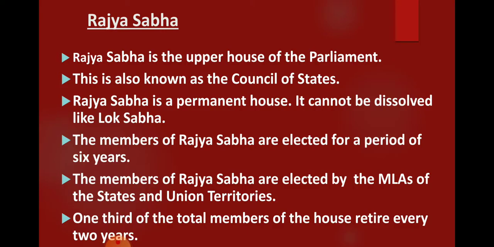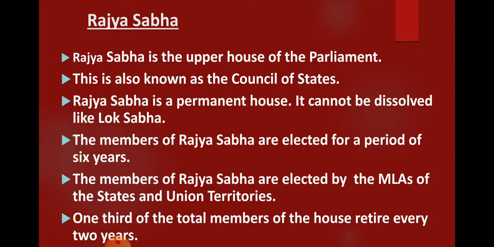Rajya Sabha is the upper house of the parliament. We studied already that the Indian parliament has two houses: Lok Sabha, the lower house, and Rajya Sabha, the upper house. Rajya Sabha is also known as the Council of States. This house is a permanent house. Unlike Lok Sabha, it cannot be dissolved.